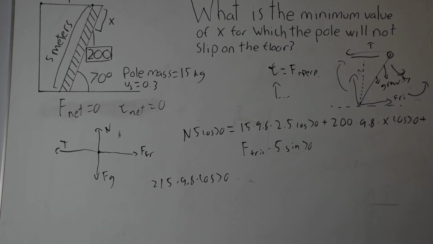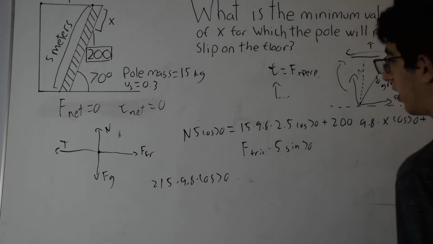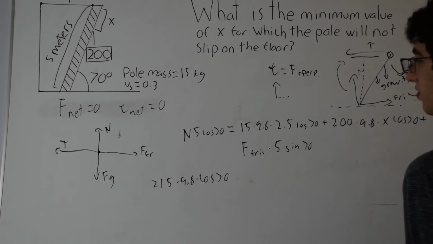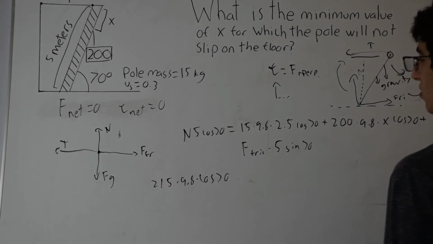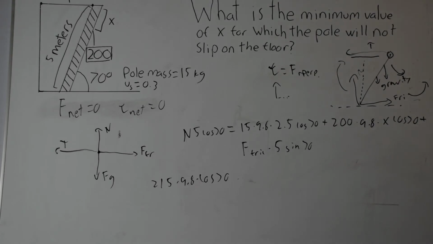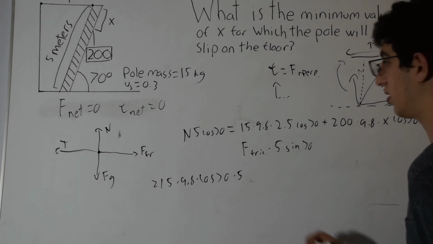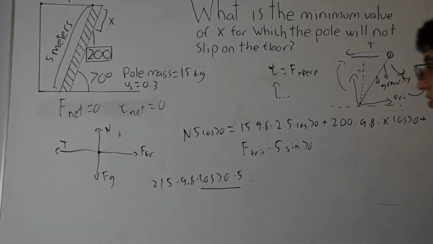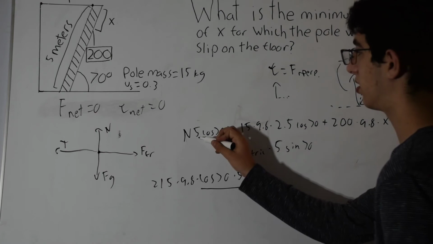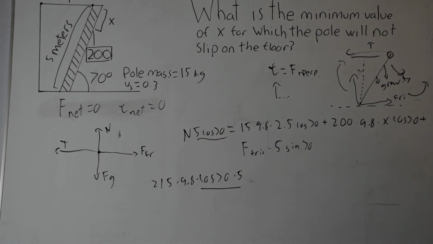Hey guys, so I'm going to use the power of editing to fix a mistake I made in my video. So in my video, I wrote that the torque done by the normal force is 215 times 9.8 times cosine 70, when in reality, I forgot to multiply this by 5. Because r perpendicular is 5 times cosine 70, as I wrote here, and not just cosine 70. And don't worry, the answer that I get in the video is still correct, because when calculating the answer, I used the correct numbers. Okay, I hope you enjoy the rest of the video.